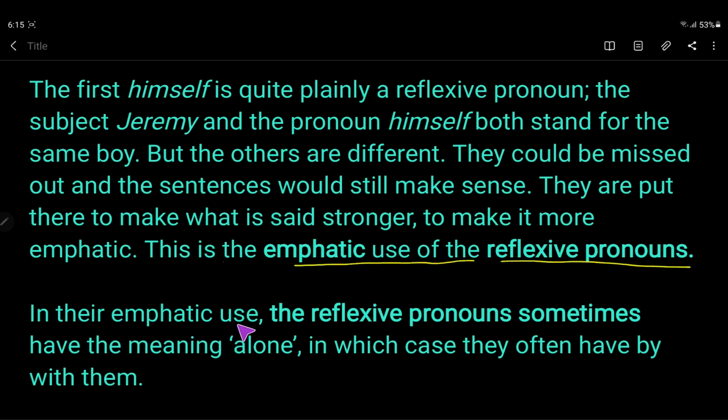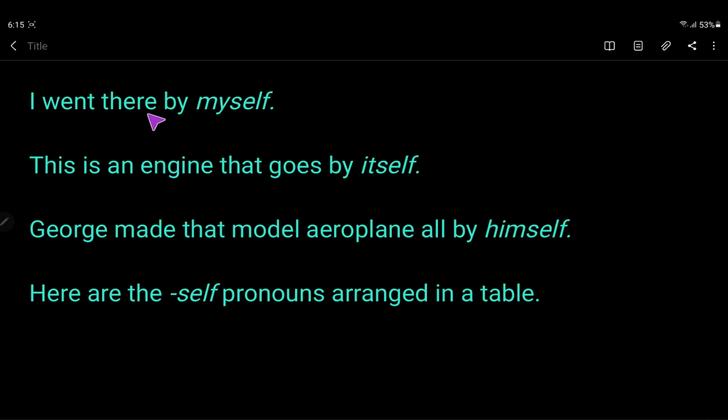In their emphatic use, the reflexive pronouns sometimes have the meaning alone, in which case they often have by with them. Like, I went there by myself. This is an engine that goes by itself. George made that model aeroplane all by himself. Here, see, by is used.